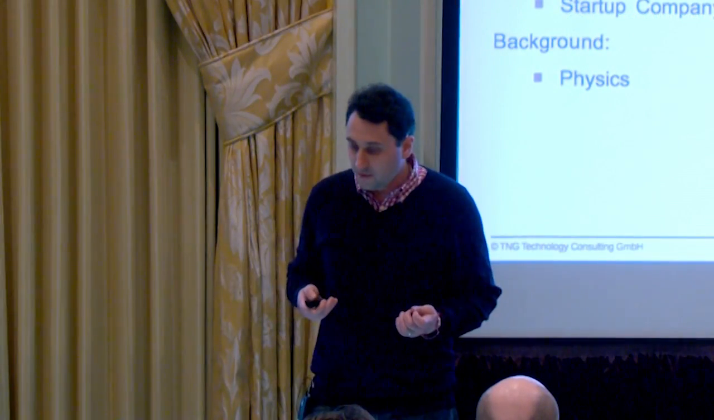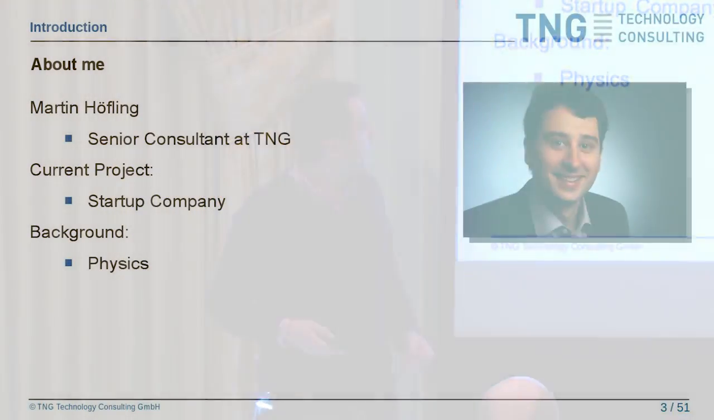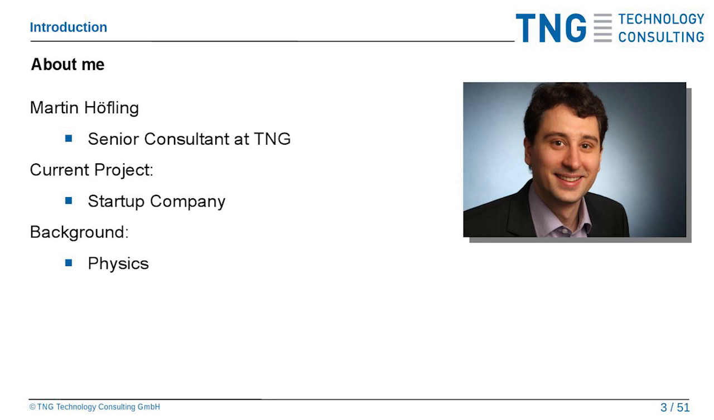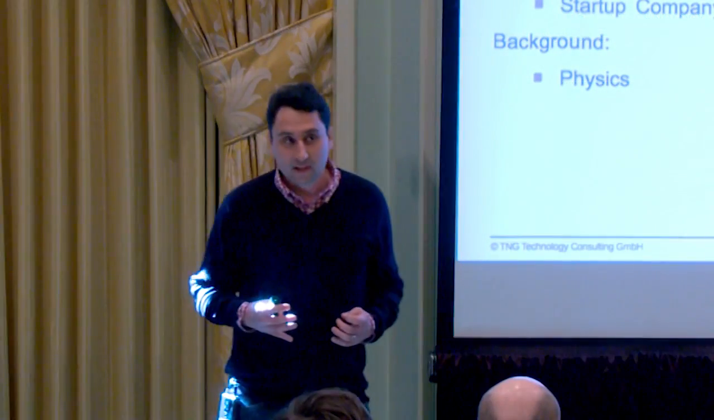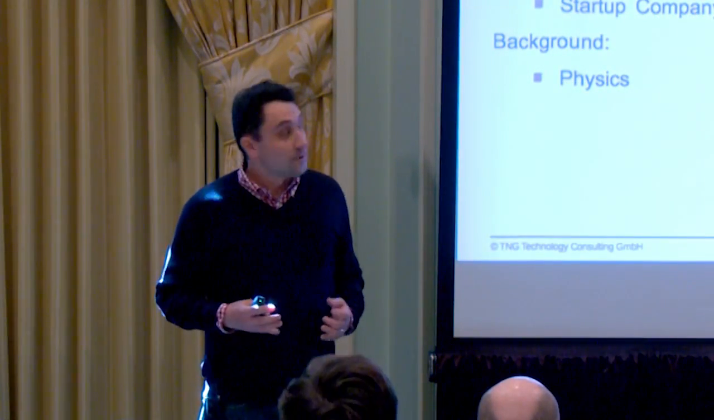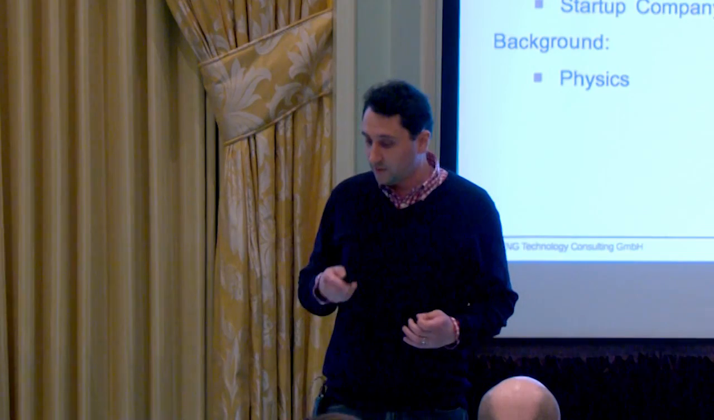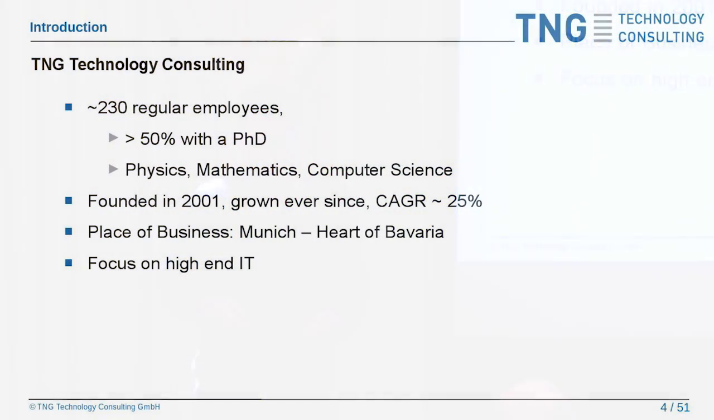So, some words about myself. My name is Martin Hofling. As you can see from the last name with the 2 funny dots, it's a German name. I'm a consultant at TNG Technology Consulting, and my project is consulting a startup company, which is quite uncommon, at least in consulting. My original background is actually physics, and with that I'm not alone at my current company.